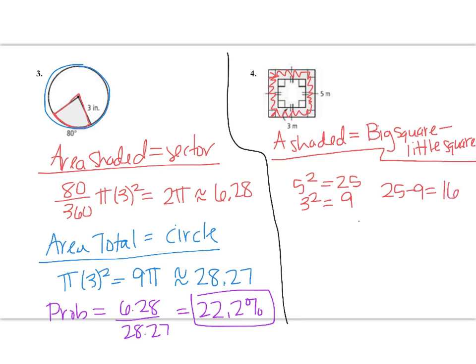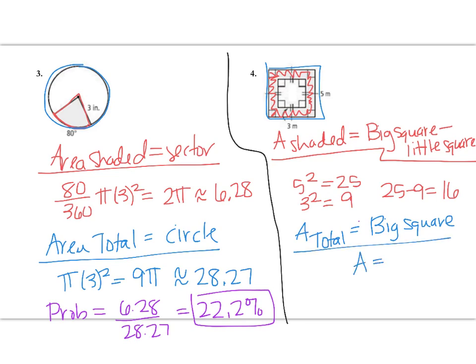16. Then I need the area of the total. The total shape is the big square, which actually we've already found. We know that that area is going to be 25. So then to find the probability, I'm doing the area of the shaded part, which was 16, divided by 25. And I'm just going to put that in my calculator and multiply by 100, and it comes out to 64%.